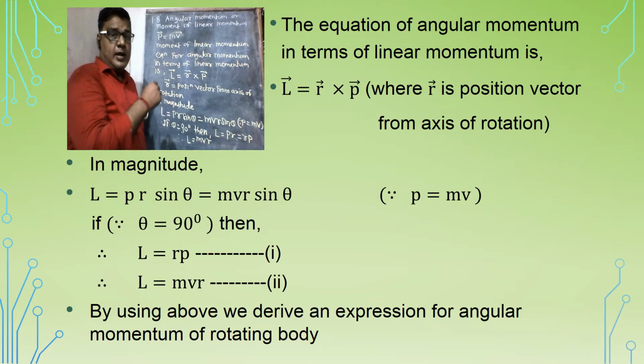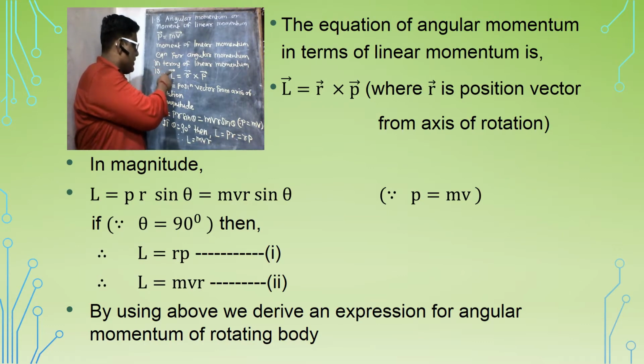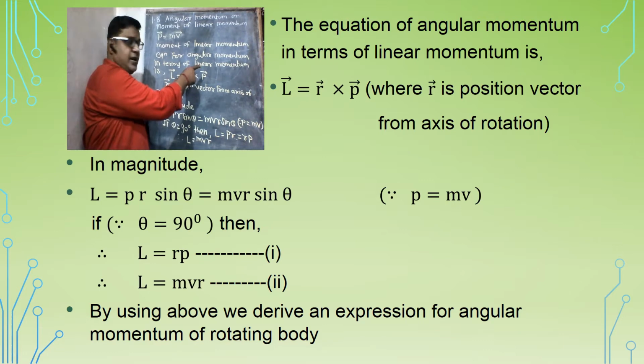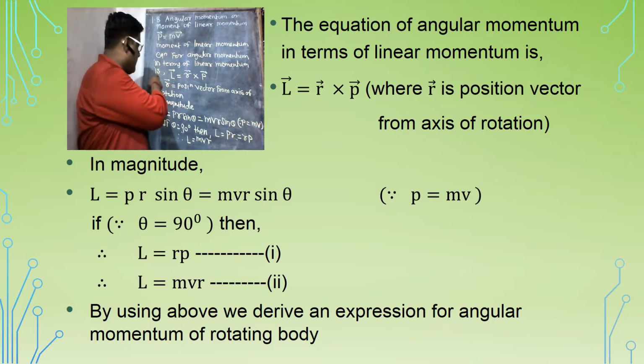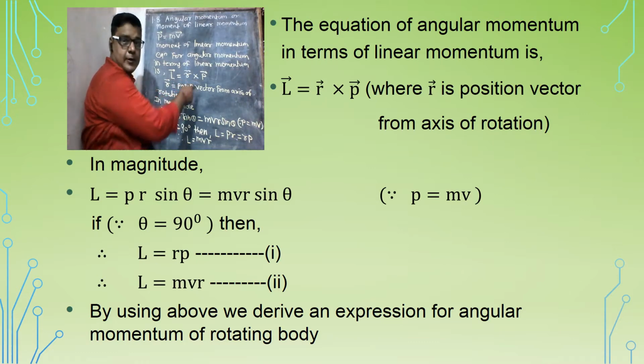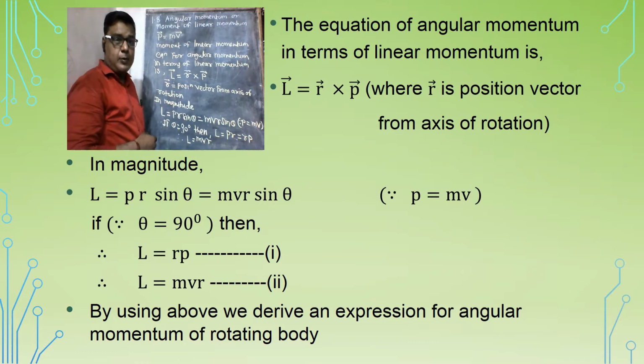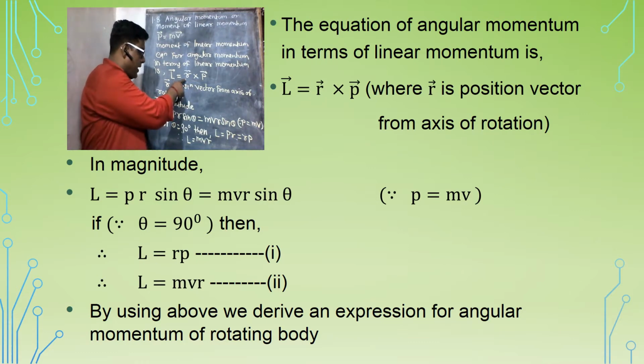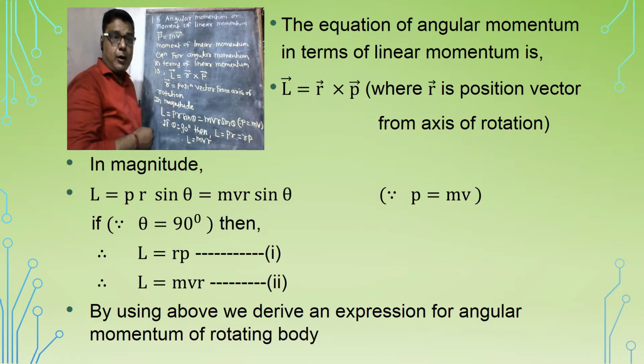Here the equation of angular momentum in terms of linear momentum is given by vector L is equal to R cross P. Here this R is a position vector from the axis of rotation in case of a rotating body.